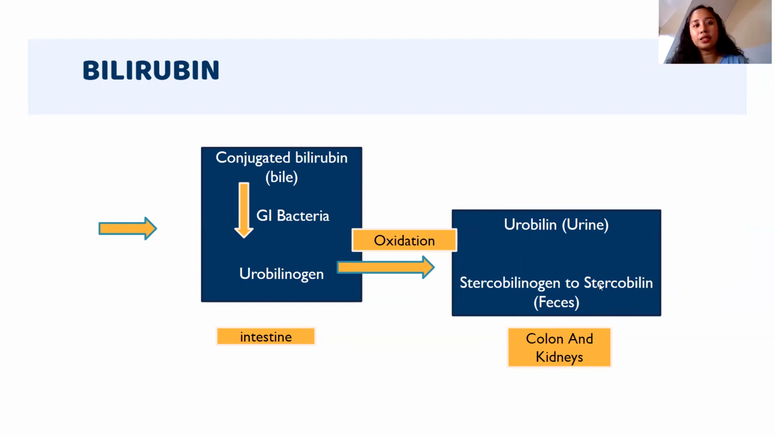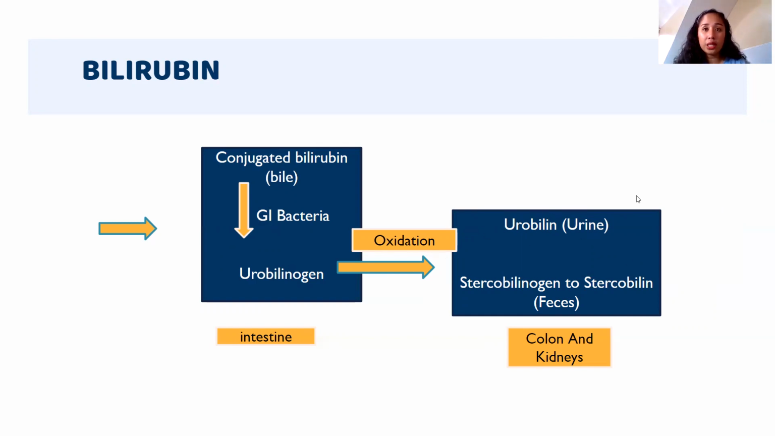So, class, from your heme, ang goal is maging pigment na lang siya. Actually, your bilirubin is the major pigment of your bile as well. So, pigment siya ng bile. Through the action of your gut bacteria, naging urobilinogen siya. Actually, naging colorless siya pag urobilinogen. It will be oxidized into yellow or brown color.